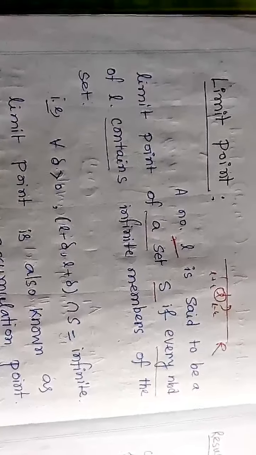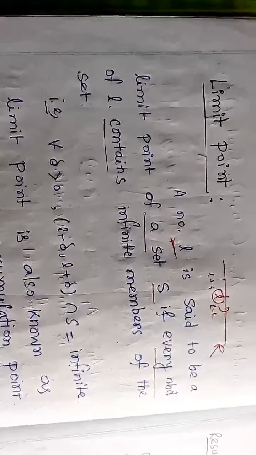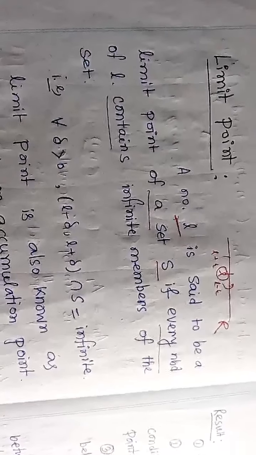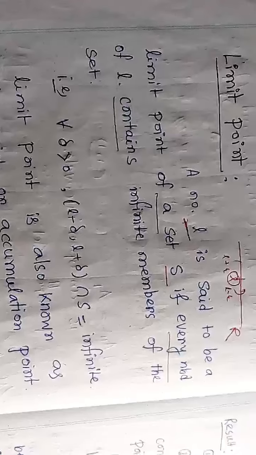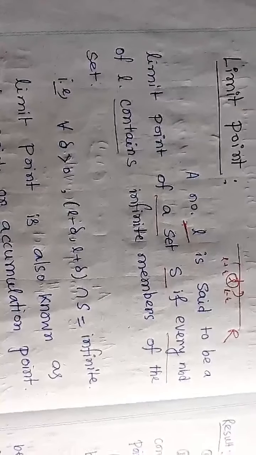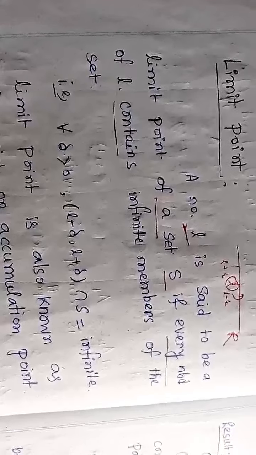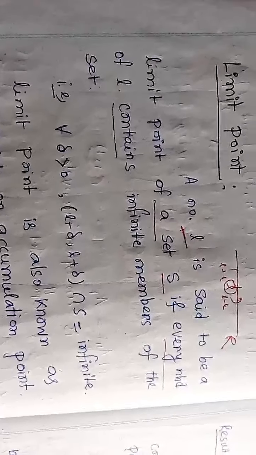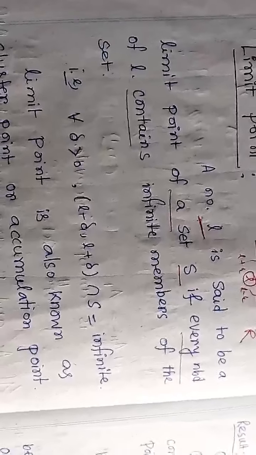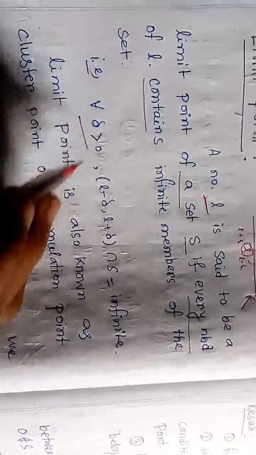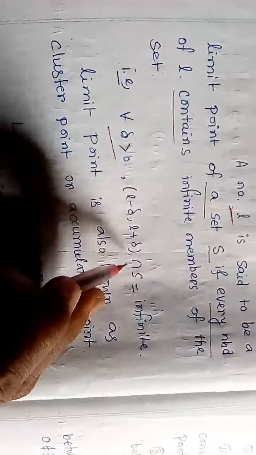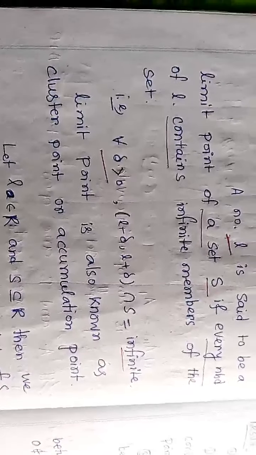In these previous lessons, we have already discussed what interior points are, and today we will discuss what a limit point of a set is. Suppose a real number L is said to be a limit point of a set if every neighborhood of L contains infinite numbers of the set. That means for every delta greater than 0, the intersection of (L minus delta, L plus delta) with S is an infinite set. That is the definition of the limit point.